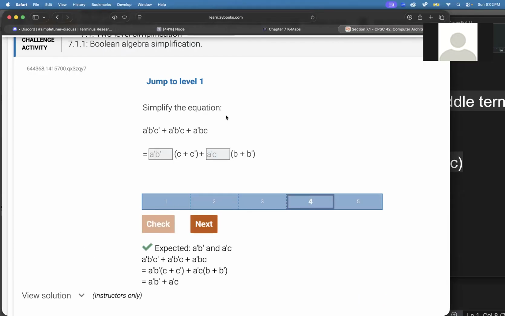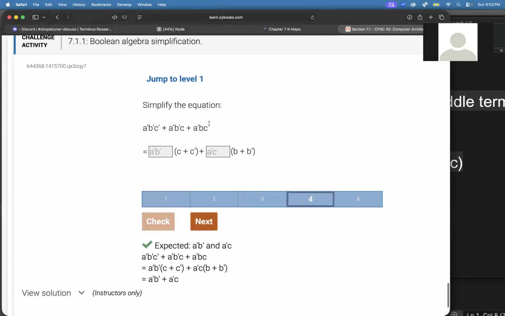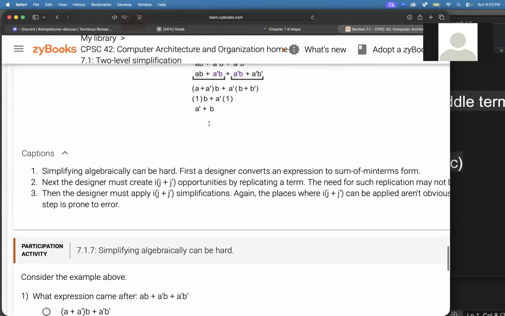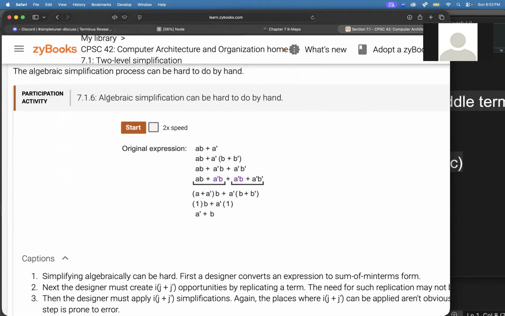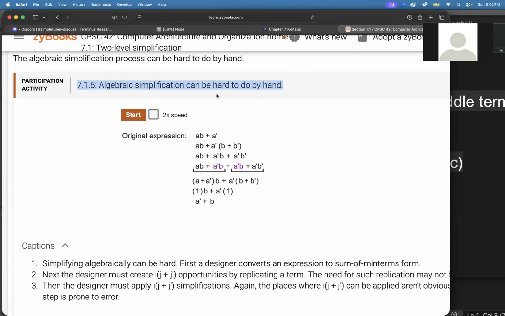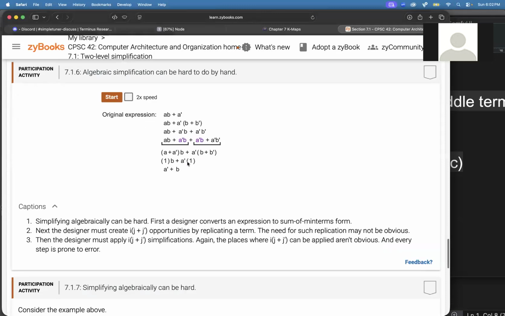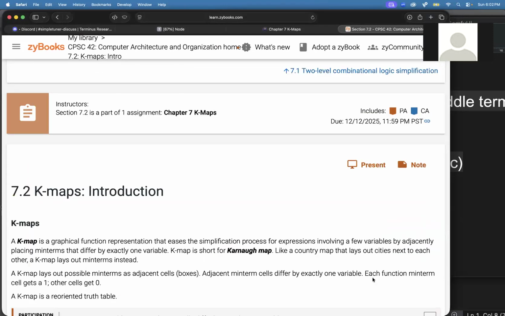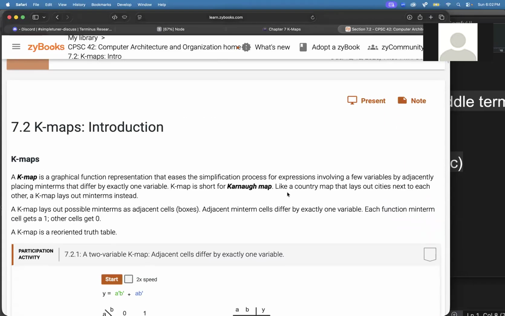All right, so that's sneaky. That's kind of a sneaky simplification there. They might show you that right up here. That might be the one where they said algebraic simplification can be hard to do by hand. Actually, I think it is. Yeah, you can see that they've duplicated the middle term here. So they wanted you to know that trick. All right, now we're into K-maps.